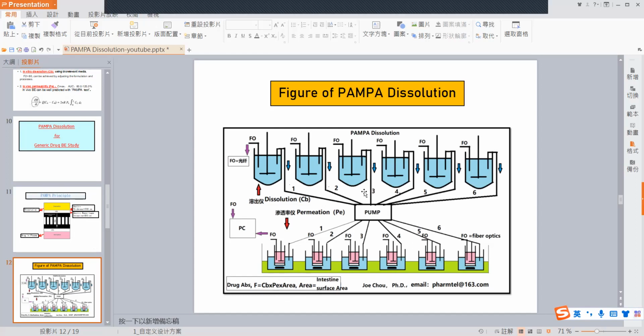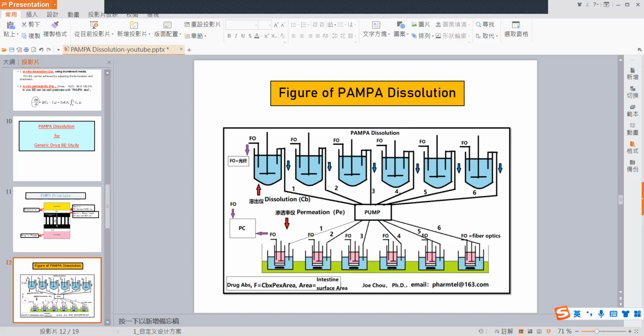So in this configuration, what we do is, for dissolution vessels 1, 2, 3, we put the reference drug, and in 4, 5, 6, we can put the test drug, so that we can compare simultaneously using one machine, the so-called PAMPA dissolution, to complete the comparison between the CB and PE parameters with respect to the reference drug and test drug.